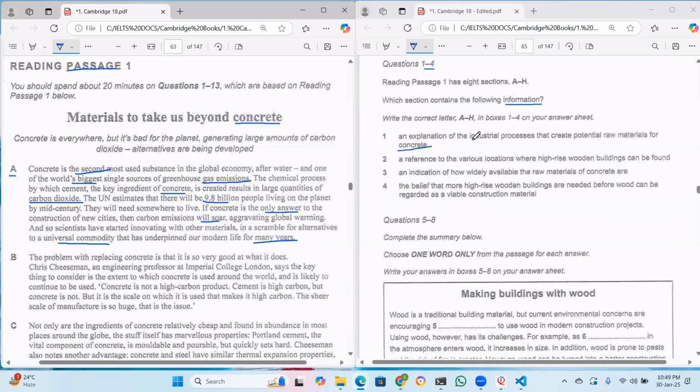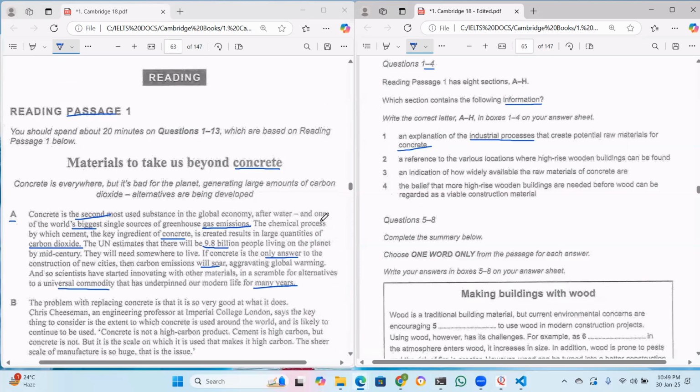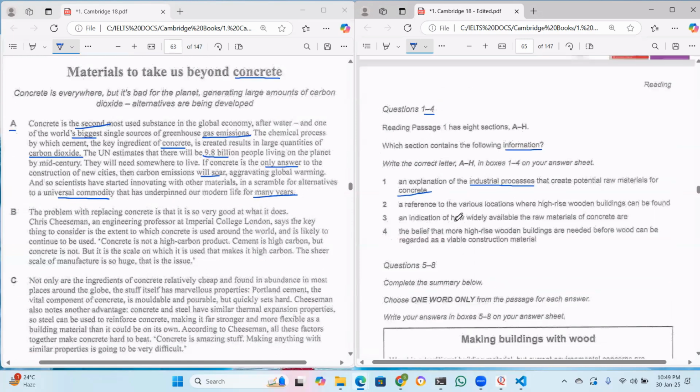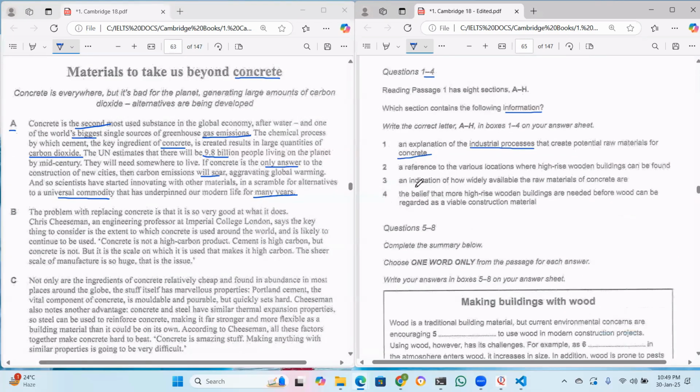An explanation of the industrial processes. Okay. He's talking about industrial processes that create potential raw materials for concrete. So in this passage, did we read any industrial process? No. And did we read any potential raw materials? No, nothing like that. So no, A is not matching with one.